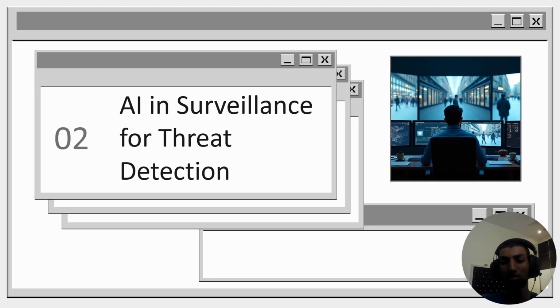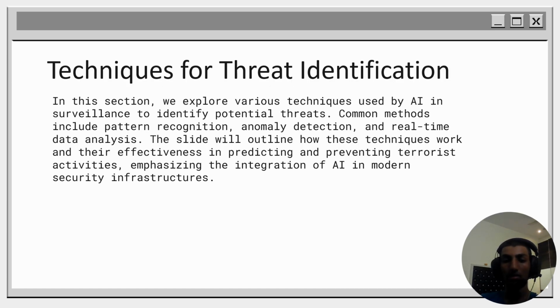AI surveillance for threat detection. AI surveillance systems integrate cameras, sensors, and databases with logical reasoning to detect threats efficiently. Real-time monitoring for suspicious activities, combining multiple data sources for accurate detection, and alert generation for security personnel when potential threats are detected. So, techniques for threat detection.